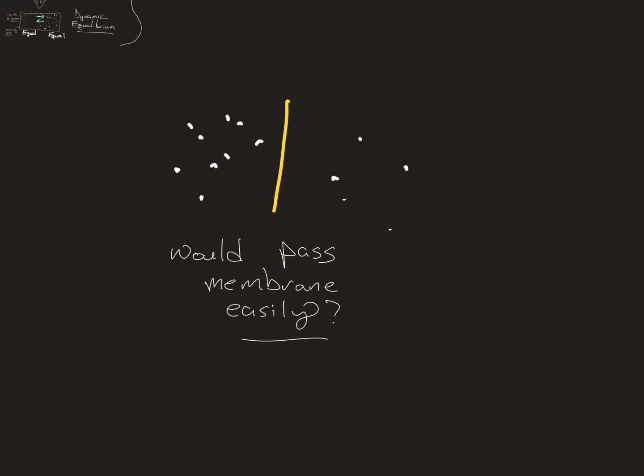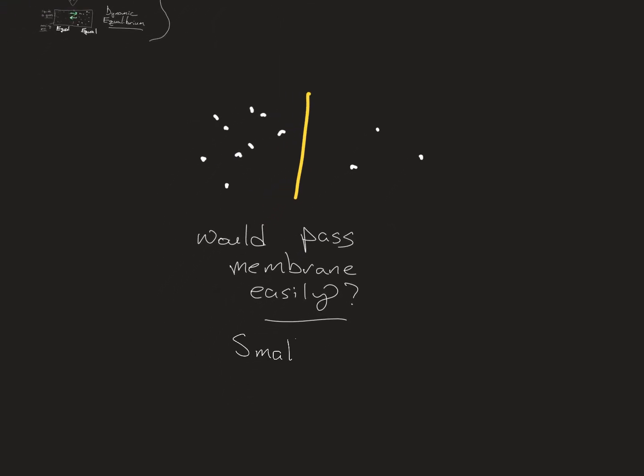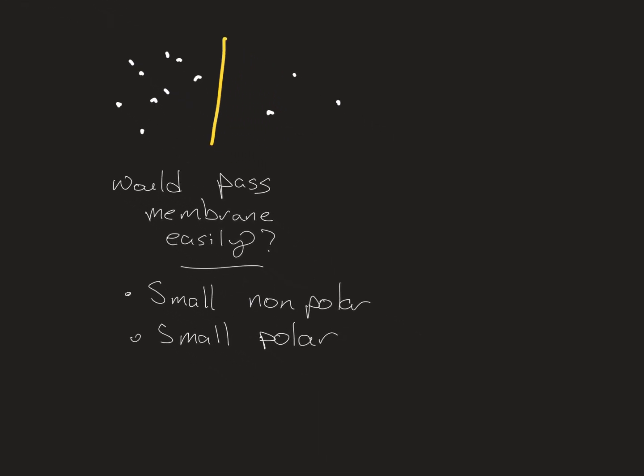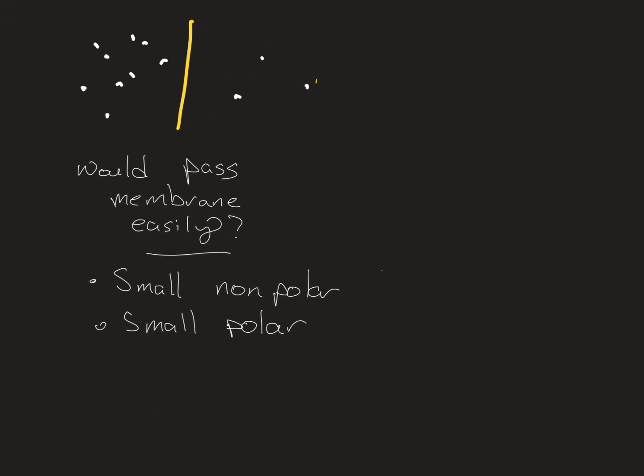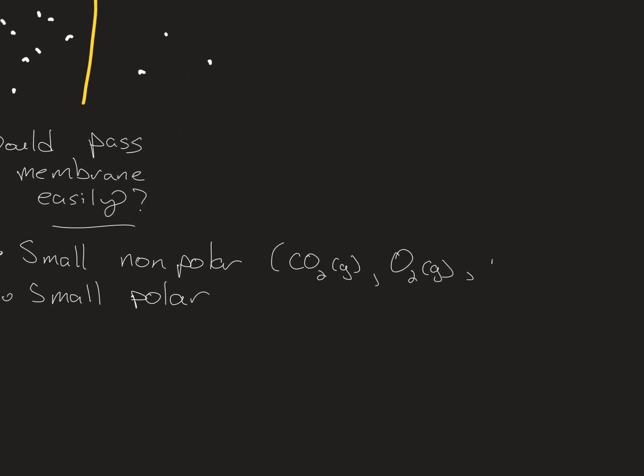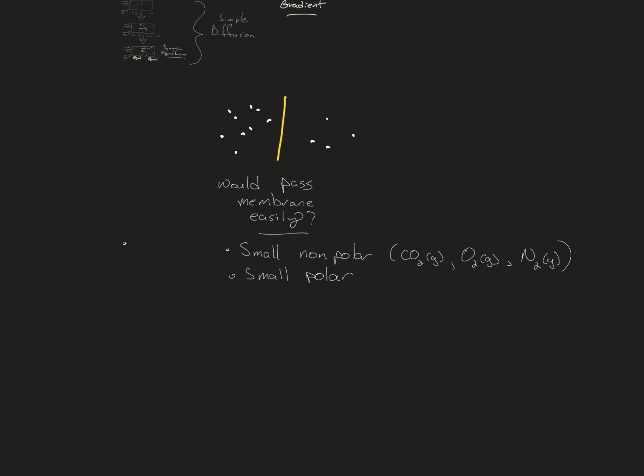What passes easily? Small nonpolar, right? And small polar is exactly right. The easiest is small nonpolar, but small polar also pass. So they pass easily. What would the examples of that be? The example of small nonpolar that everyone should know for sure in this class is CO2 gas, oxygen gas, and nitrogen gas. Nitrogen is only really important when you're diving or some other situations, but as far as your body's concerned, these gases are constantly flowing in and out of living systems.